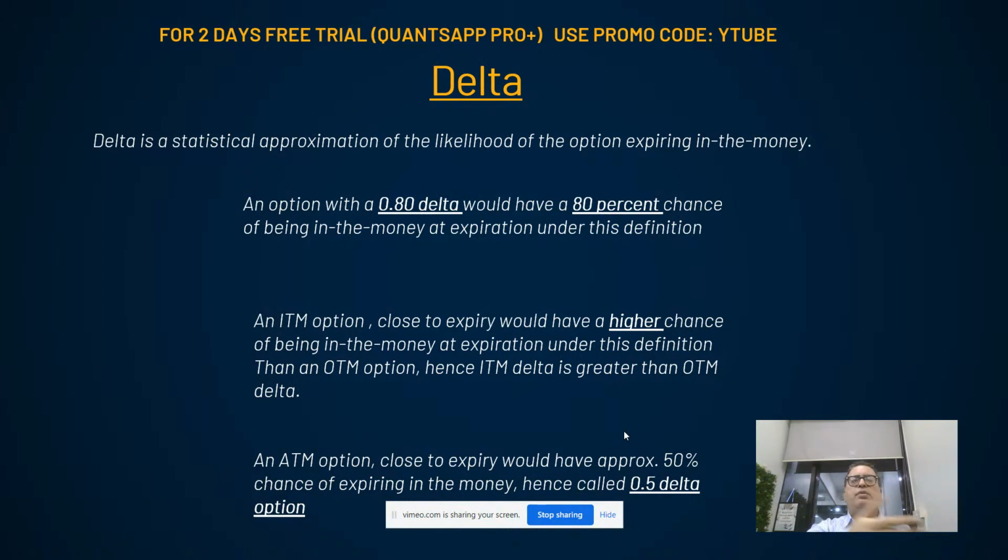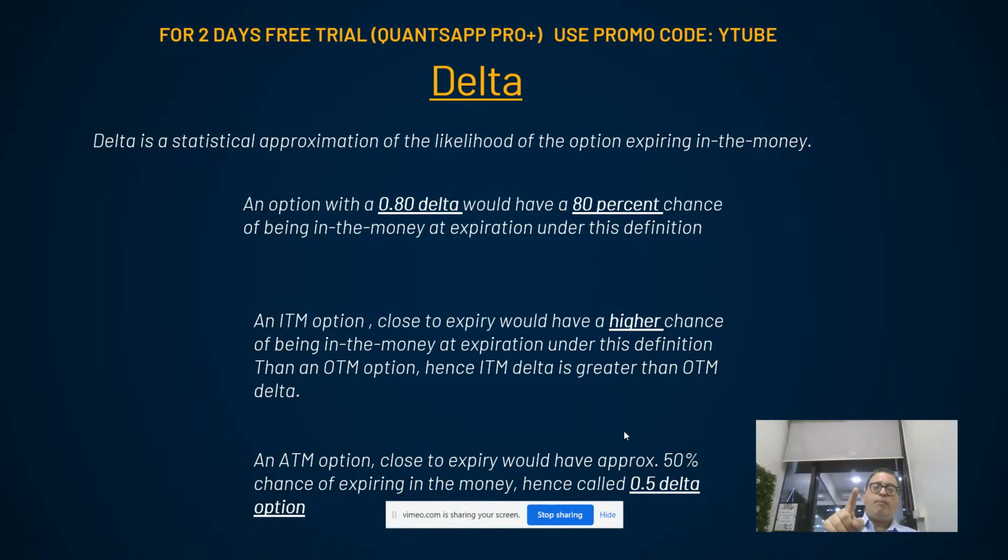An OTM option is likely to die out, out of the money. So the probability of that coming in the money is very low. Hence, there's a higher chance for an ITM option to remain in the money. Therefore, ITM options have a higher delta.